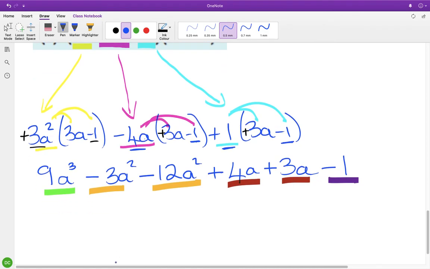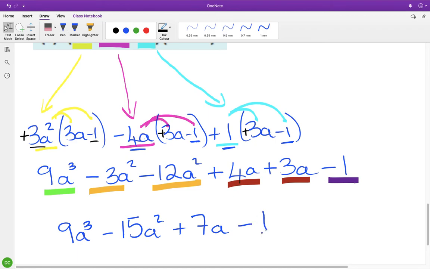Okay, so the a cubed is in green and it has nothing to combine with, so it just stays as it is. The a squared here in orange, it's minus 3 minus 12, which is minus 15 a squared. The a's here are 4 and 3, so that's plus 7 for the a's, and then the constant is all by itself, so just leave it alone. Okay, so there are all your solutions.